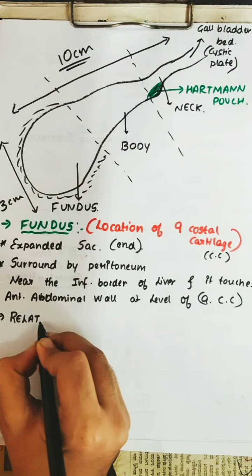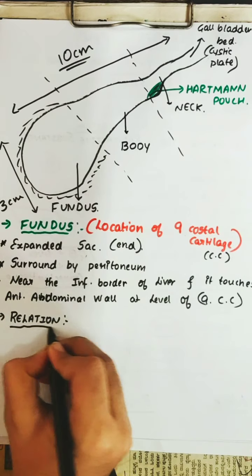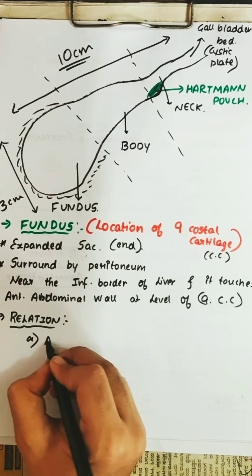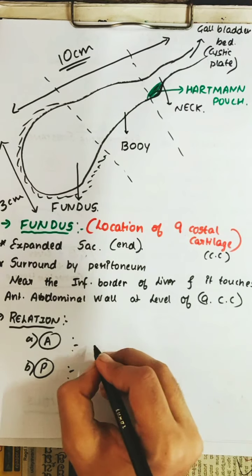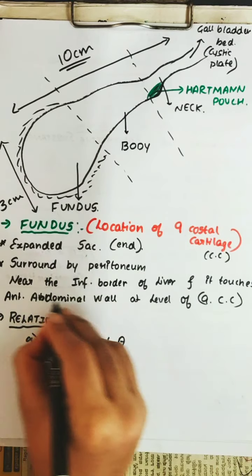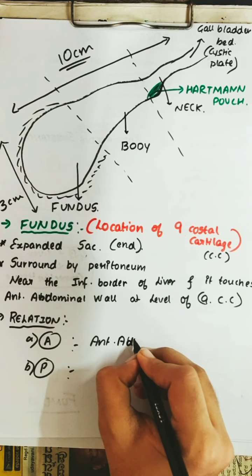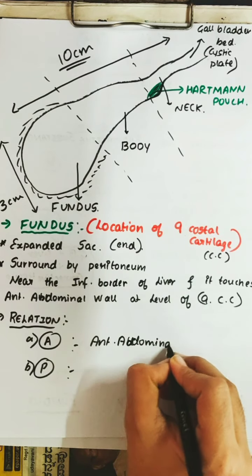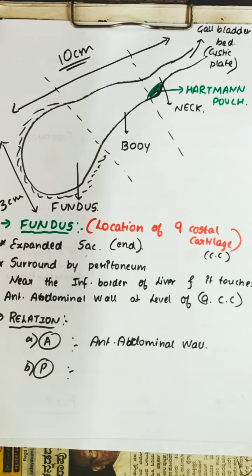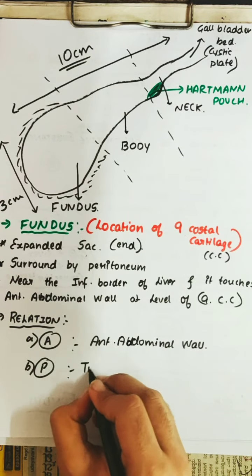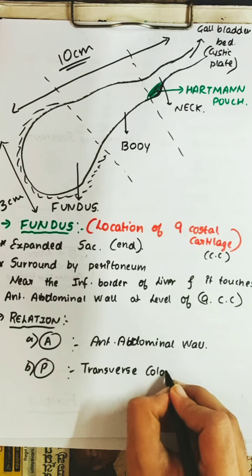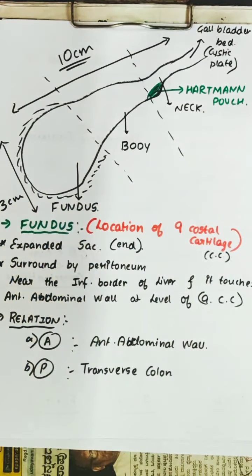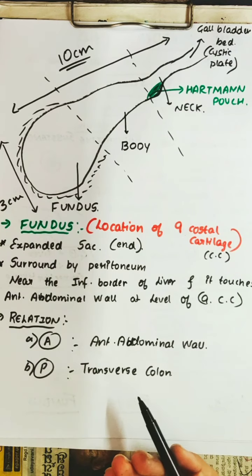So, relations of the gallbladder fundus. Only two relations we have to remember: anterior and posterior. Anteriorly, it is related to the anterior abdominal wall, and posteriorly it is related to the transverse colon. So there will be colon passing here.